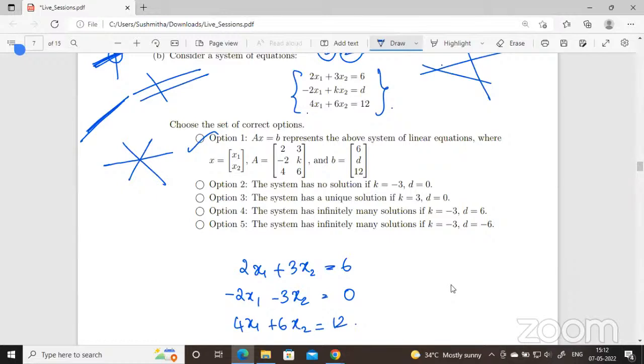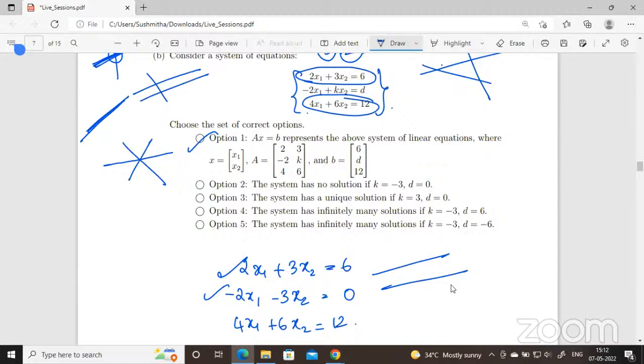Why? Because the first and second lines are parallel. Both are parallel lines. In fact, the first and the third equation are literally the same, right? Yes, ma'am. And the second one will be parallel. So when I put k equal to minus 3 and d not equal to 0, I'll get parallel lines.